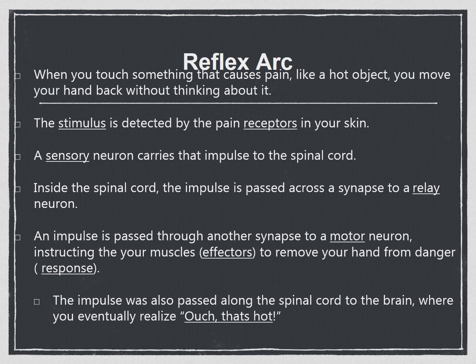The impulse will also be passed along the spinal cord up to your brain, where eventually you're going to realize, ouch, that's hot. Again, you may not realize it until after you've moved your hand away from the object, after your response. This is protective because the shorter amount of time that you're touching something that is hurting you, the less you're going to get hurt.